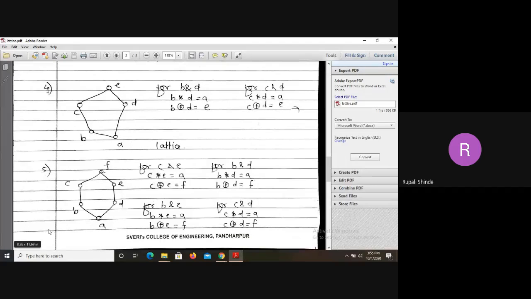Now check the next diagram. First of all, tell me what are the elements we need to consider? What are the pairs of elements? CD, CE, BE, and BD. Yes, correct.